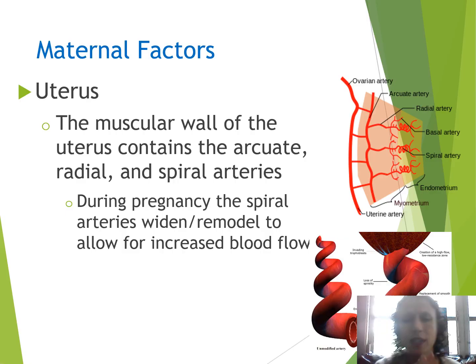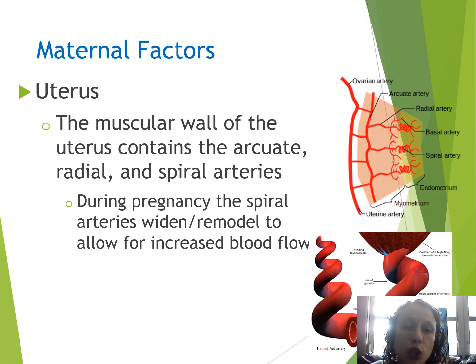So that's one of the reasons why we have those adaptations of pregnancy, like the 1,200 to 1,500 mLs of extra fluid they now have, the increased heart rate, the decreased systemic vascular resistance. All of those factors really play into getting the optimal perfusion to baby.